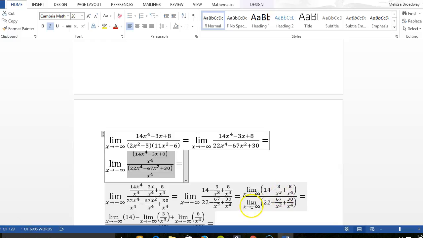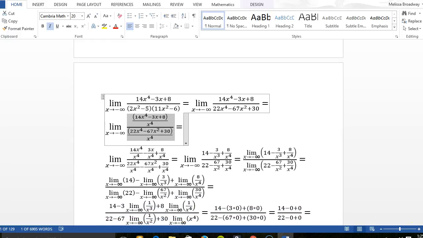And then down here, the limit as x goes to negative infinity, in a similar fashion, I get 22 because this x to the fourth cancels with this x to the fourth. Now x squared over x to the fourth, 2 of these x's will cancel off 2 of these x's down here, leaving 2 of them behind down here. So I get 2x squared down here, namely x times x. So I get the minus 67 over x squared. And then I get my plus 30 over x to the fourth. Nothing really happens there, so it just comes down as is.